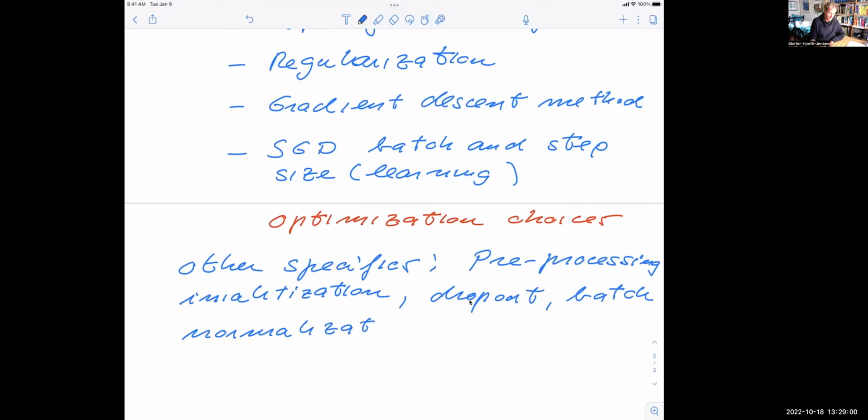There are many, many such topics. If you go into the textbook by Goodfellow et al. and look into chapters 11 and 12, you will find many of these topics discussed. So I'm just writing etc. here.